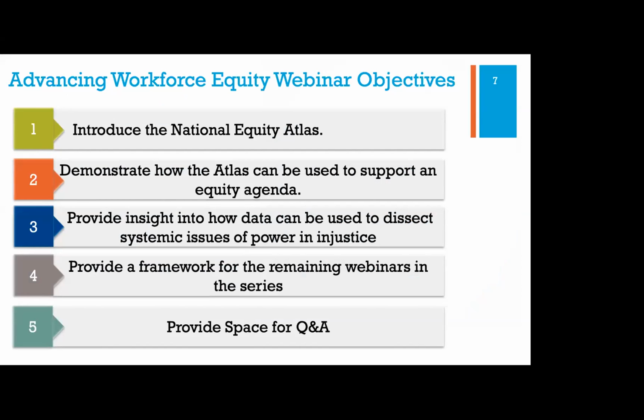All right, so our objectives for today's webinar obviously is to introduce the National Equity Atlas to you. In doing so, we also want to demonstrate how the Atlas can be used to support an equity agenda. We want to provide insight into how data can be used to dissect systemic issues of power and injustice. And we want to provide a framework for the remaining webinar series, so you can scope that out. Everyone who signed up to this webinar will have a resource packet with some information and some prep work for the next series, because we really want you to have a hands-on approach to the data and to understand the data.